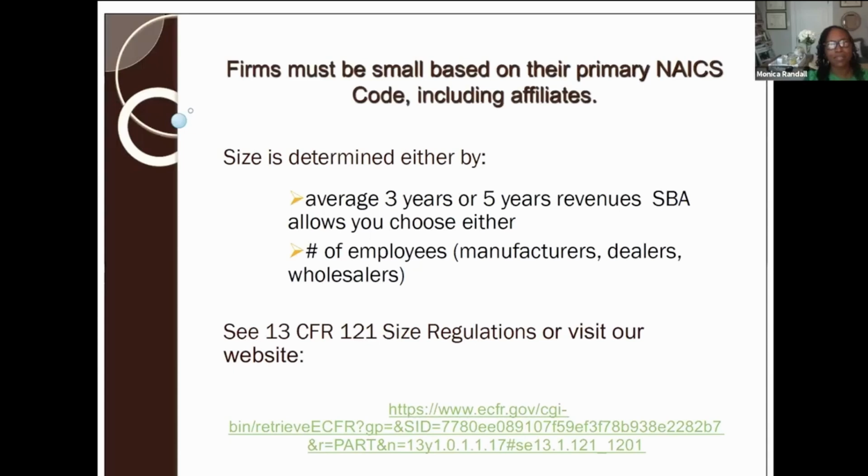And what do I mean by size limit? If I have code 1234556, I'm going to have either a revenue-based code or an employee-based code. It could say 7 million for that particular code. What does that 7 million mean, Monica? It means that my average sales over either a 3-year period or a 5-year period does not exceed 7 million. If it doesn't, that means I'm small under that code.